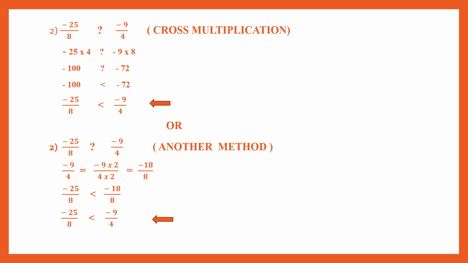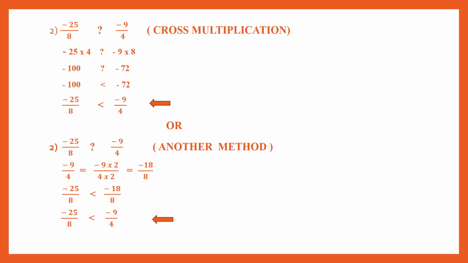Let's try the sum with the other method. Now, you have minus 25 upon 8, again to be compared to minus 9 upon 4. Can I convert the denominator 4 into 8? Yes, by multiplying it by 2. But we have to multiply the numerator and the denominator with the same number so that the fraction remains the same. So I have minus 9 upon 4 equal to minus 9 into 2 upon 4 into 2, which would be equal to minus 18 upon 8. So we have converted minus 9 upon 4 into minus 18 upon 8.